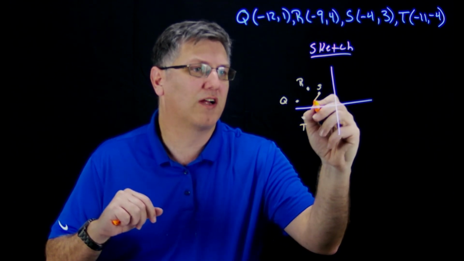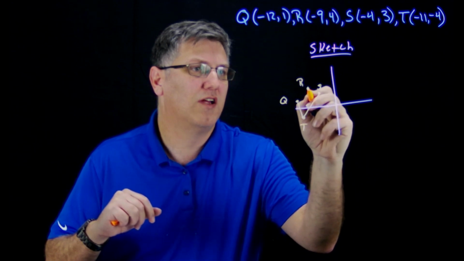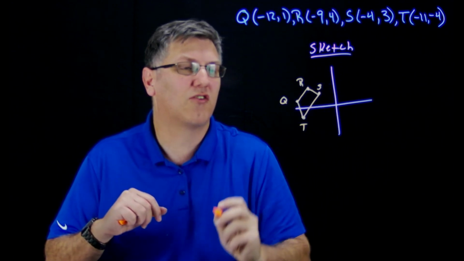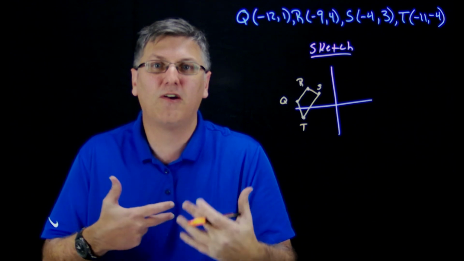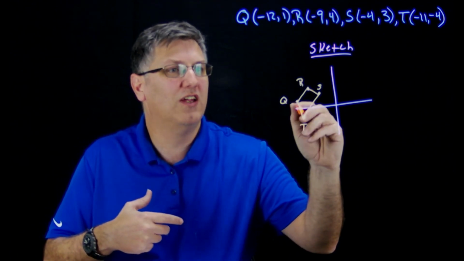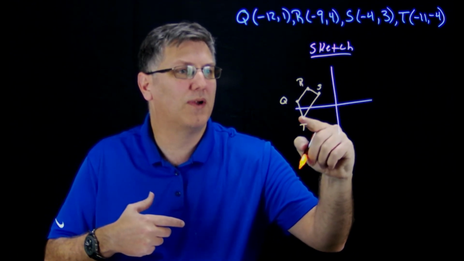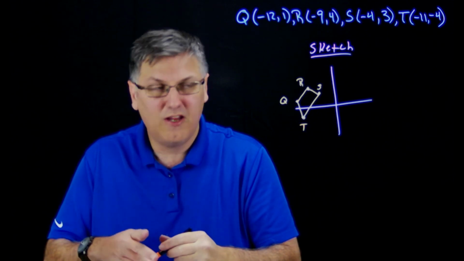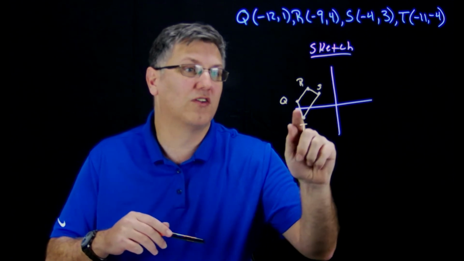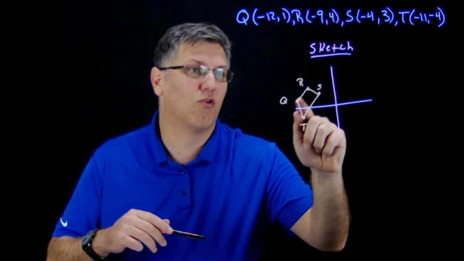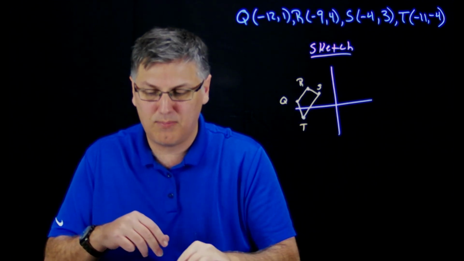So now we just play connect the dots. And we can see, in fact, it looks like a trapezoid. But we can't verify it's a trapezoid yet because we have to see if QR is going to be parallel to TS. If it is, then it's a trapezoid. We can see clearly by drawing this out, QT and RS should not be parallel.